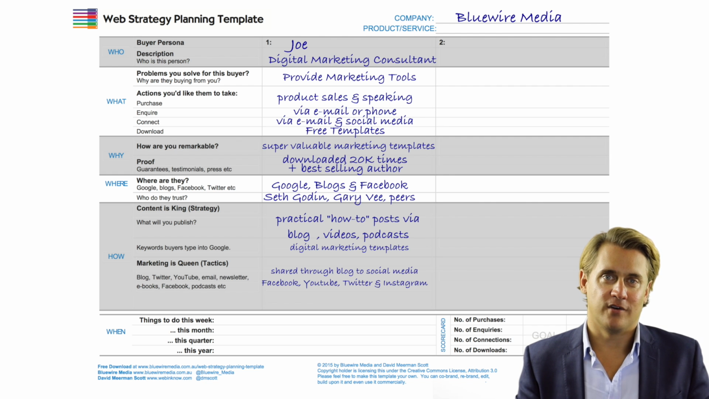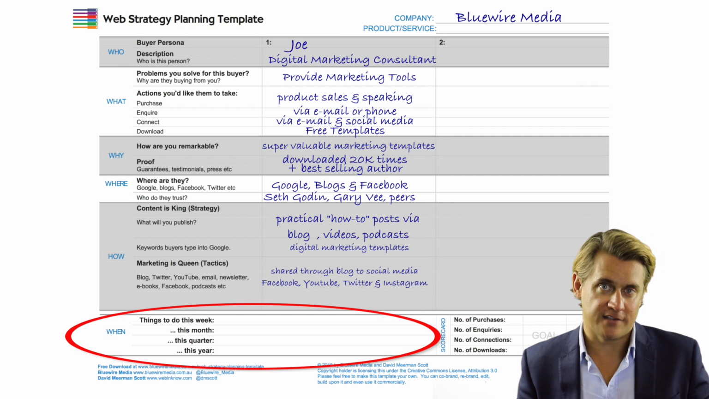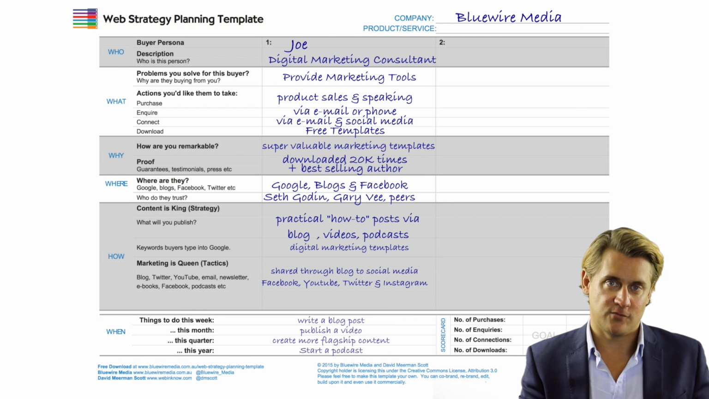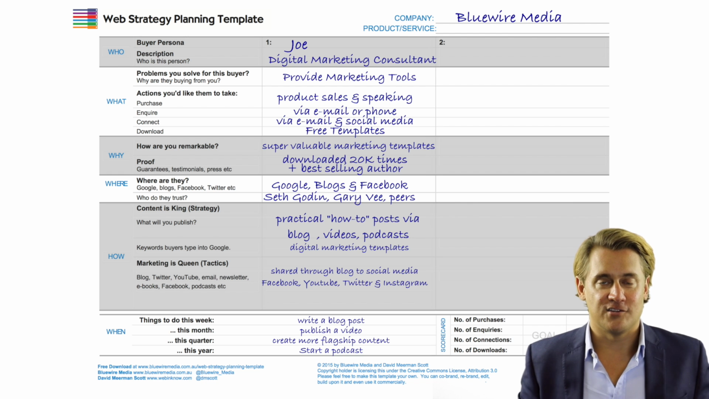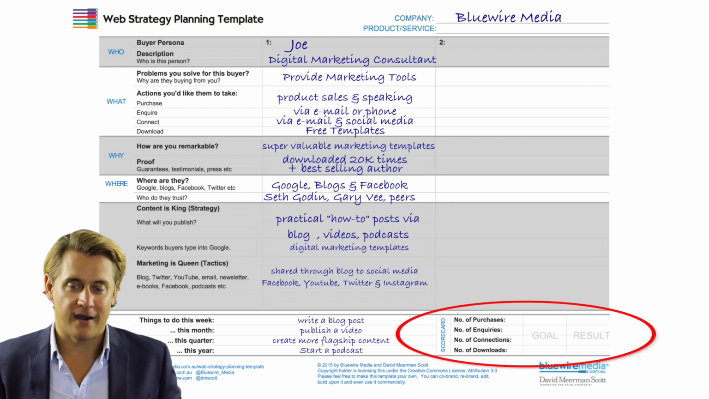The next part is to put an action plan together. So the when. When are you going to get around to this? And which specific parts are you going to do this week, this month, and this year? It's very important to do this part because this is where the strategy becomes action. This is where you start to implement, and this is where the real magic happens when you start putting it together.